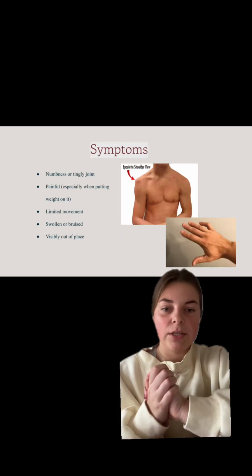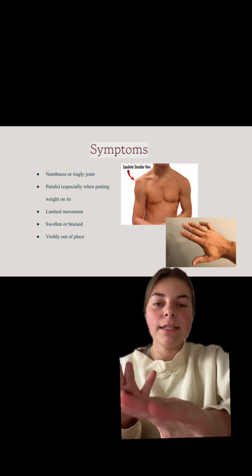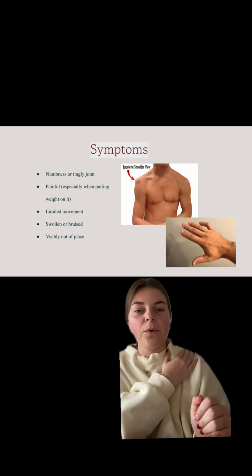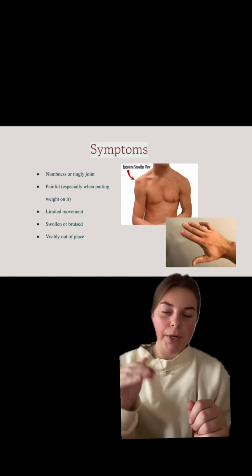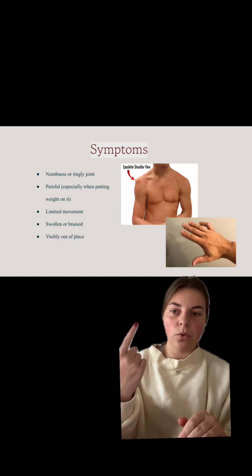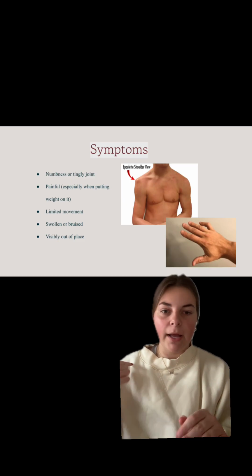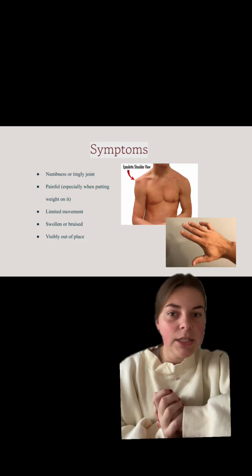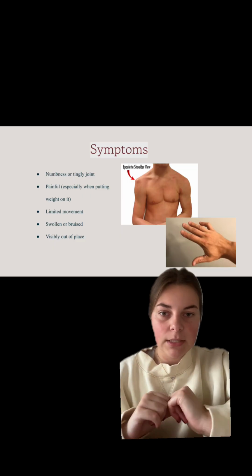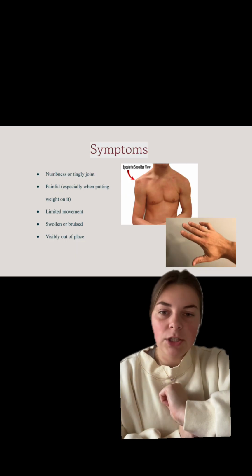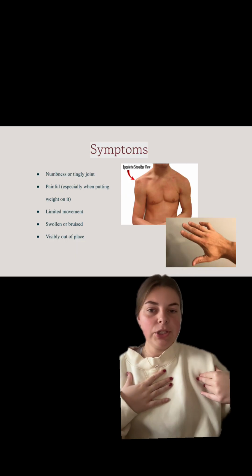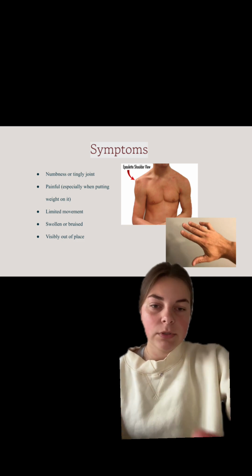Okay, so getting into the symptoms, obviously the most common obvious symptom of a dislocation is when you can visibly see that it is not where it is supposed to be. For example, the shoulder, that is clearly not right, and then the fingers bent, that is just an obvious symptom that you have a dislocation. Some not so obvious symptoms are numbness or tingly joints. Obviously, it's going to be painful, limited range of motion, and swollen or bruised.